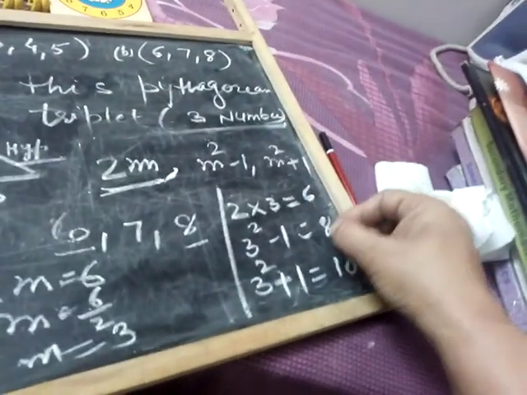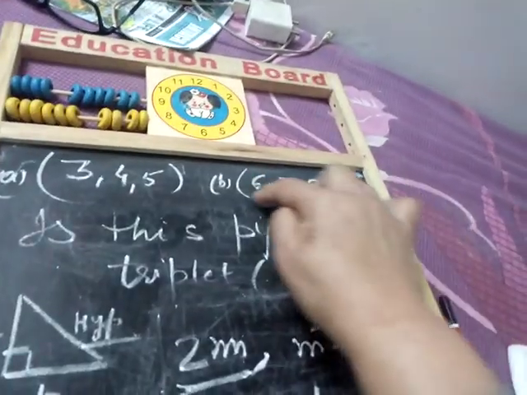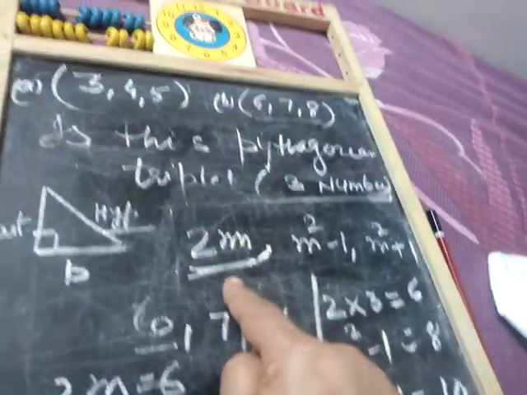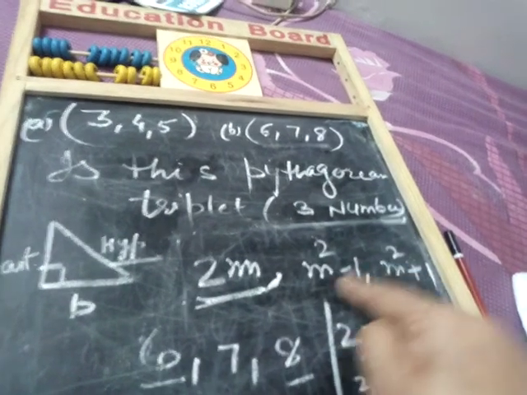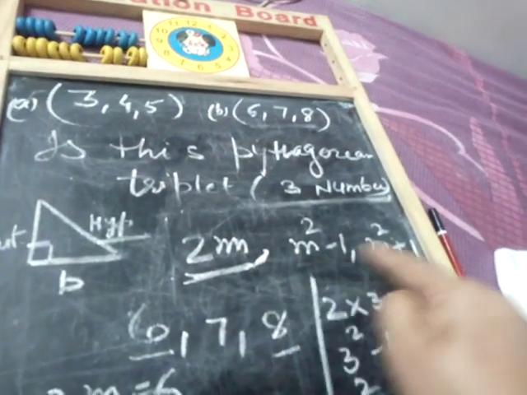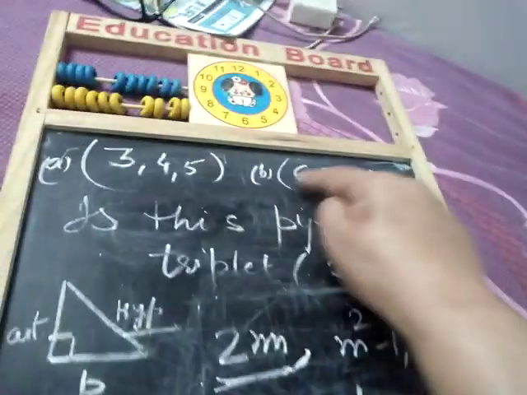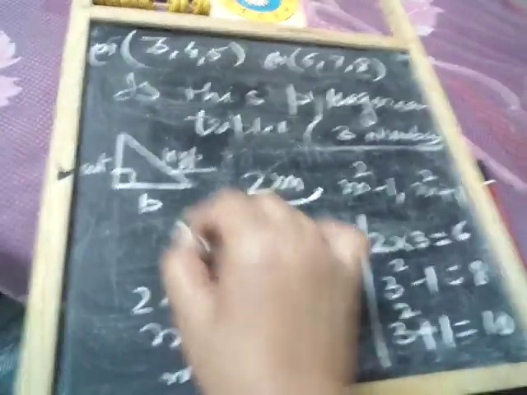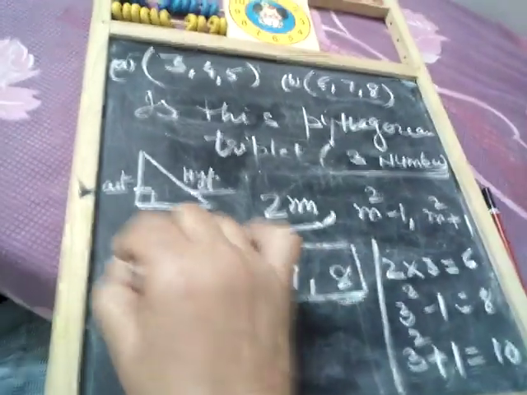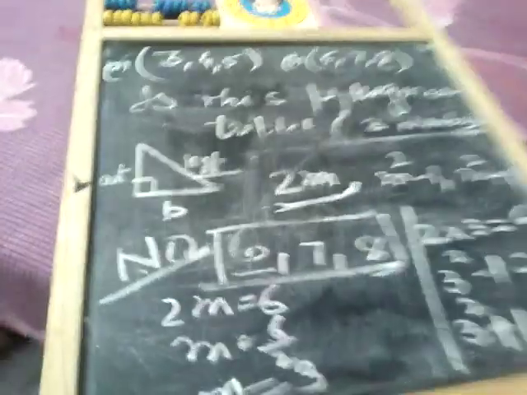Here it is 6, 8 and 10. Here it is 6, 7 and 8. So these are not satisfying the formula 2m, m square minus 1, m square plus 1, because this formula is giving 6, 8 and 10. So this is not a Pythagorean triplet. So no, this is not a Pythagorean triplet. Is it clear? Thank you.